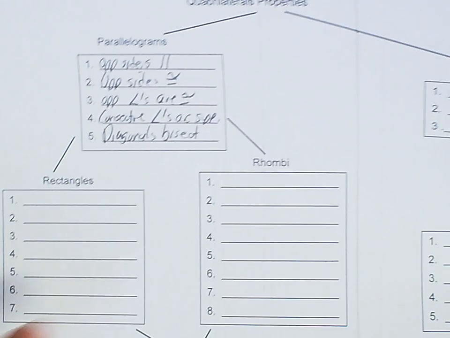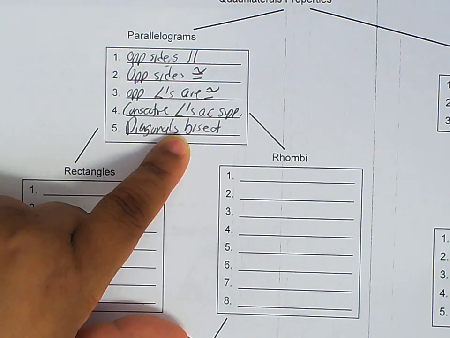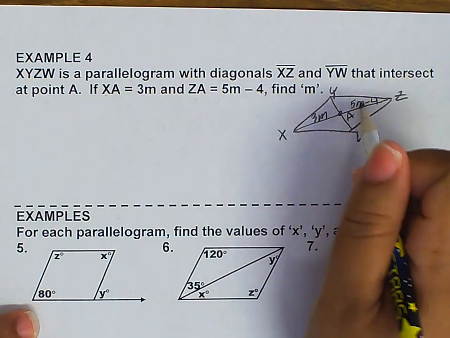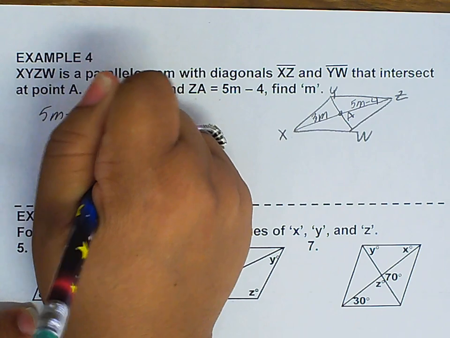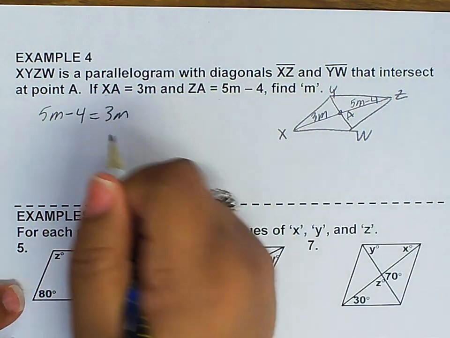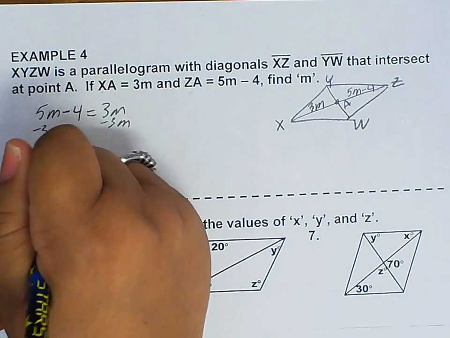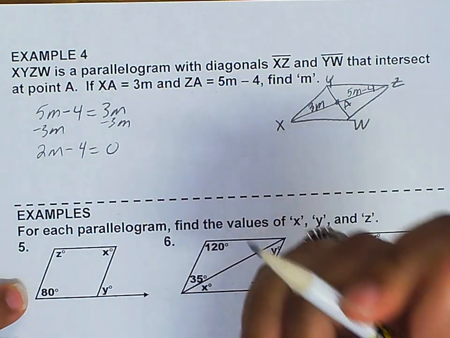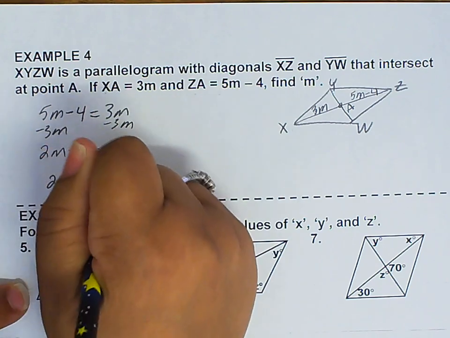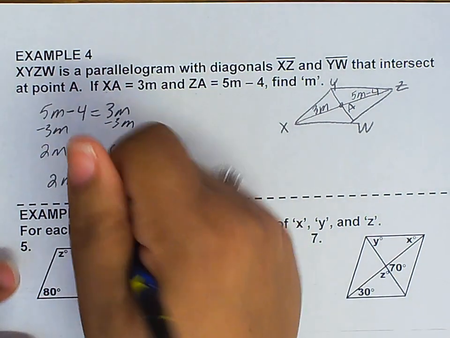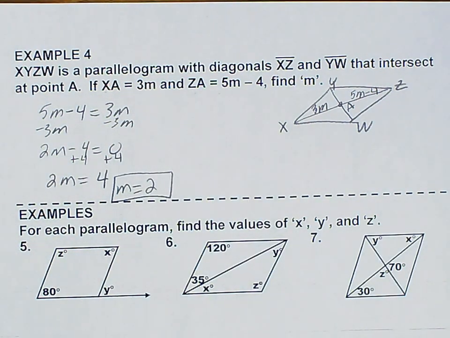Well, let's go back to my properties. Diagonals bisect each other. Okay, what does that mean? Bisecting, that means they have to be equal. So I just make these two equal to each other. And so I am going to move the 3M over. So take it away. So now I have 2M minus 4 equals 0. And then if I want to get 2M by itself, I'm going to add 4 to both sides. So 2M equals 4. Divide the 2 out. M turns out just to be 2. All right, that's all you do on that.